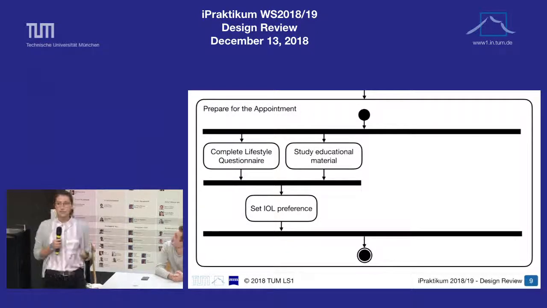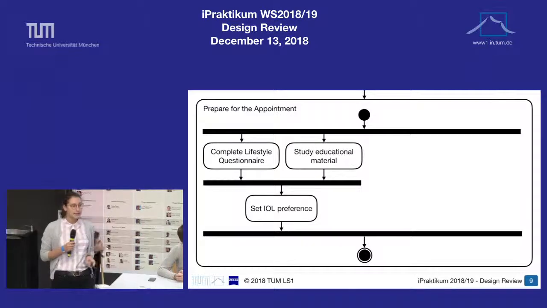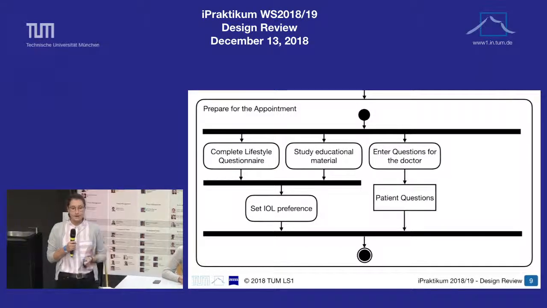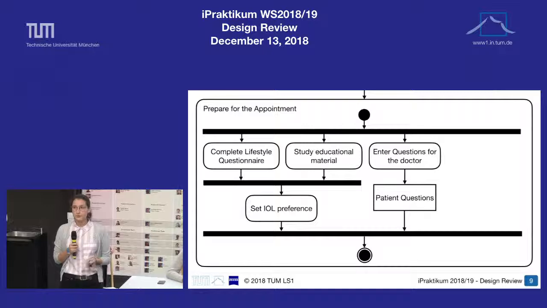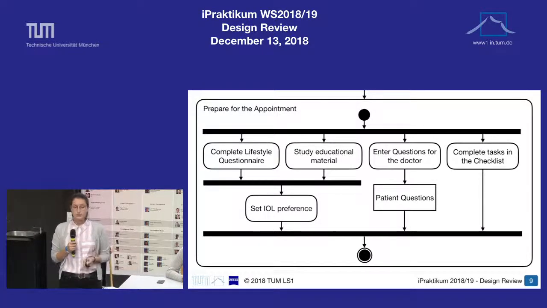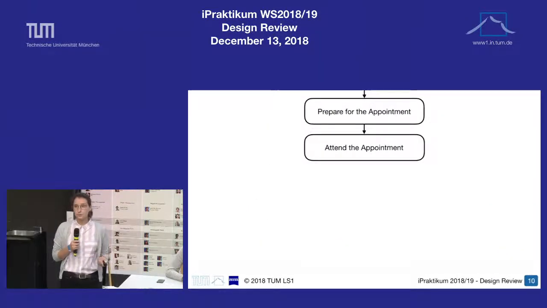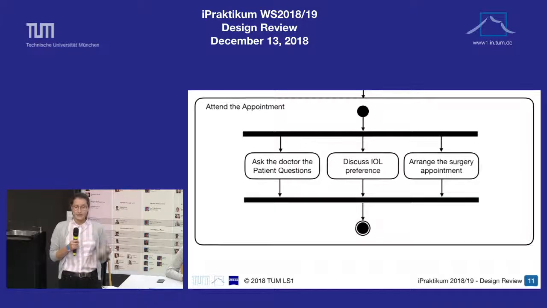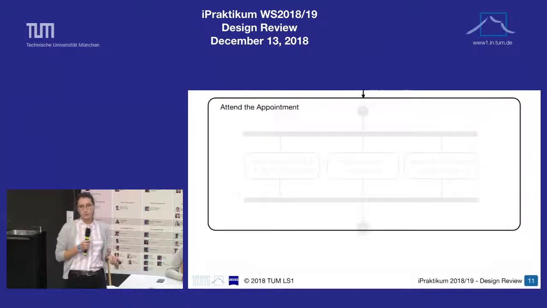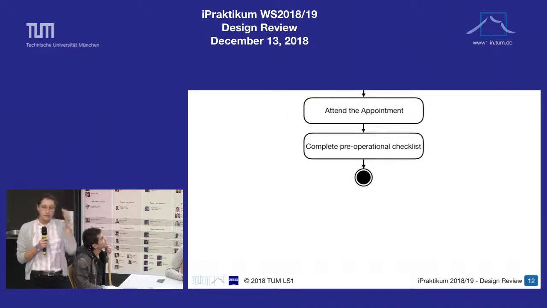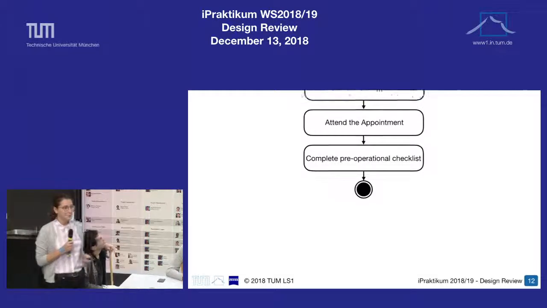He also completes a lifestyle questionnaire to understand which daily activities are more important for him. If he has some questions, he can enter them for the next appointment with the doctor. And also he completes a checklist to be sure that he doesn't forget to do something really important. At the appointment with the doctor, they discuss the artificial lens preference and choose the one for the operation. They also discuss all the questions and arrange the operation day. The only thing left is to complete the pre-operational checklist to ensure that nothing will go wrong.